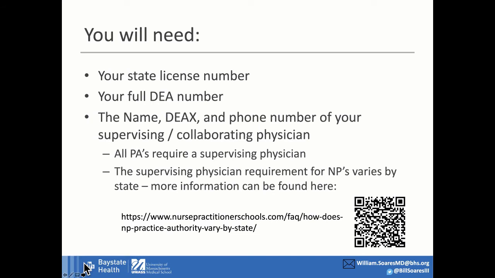Now, if you're going to do this and apply, you just need a few things. First, you need your state license number. Second, you need your DEA number. And third, you need the name, the DEA number, actually not the DEA-X, you just need the DEA number, and the phone number of your supervising or collaborating physician.